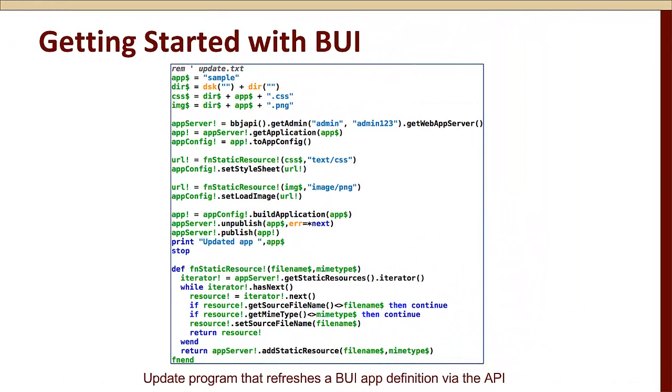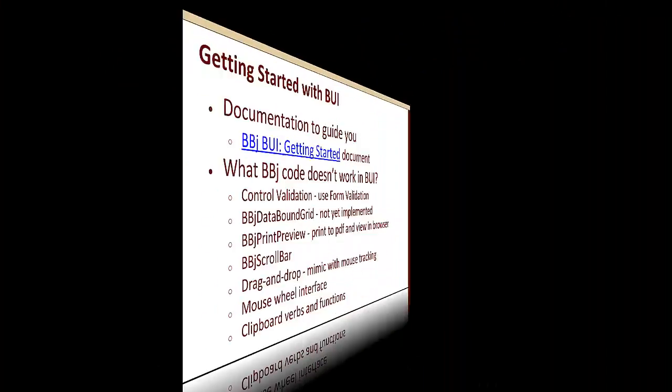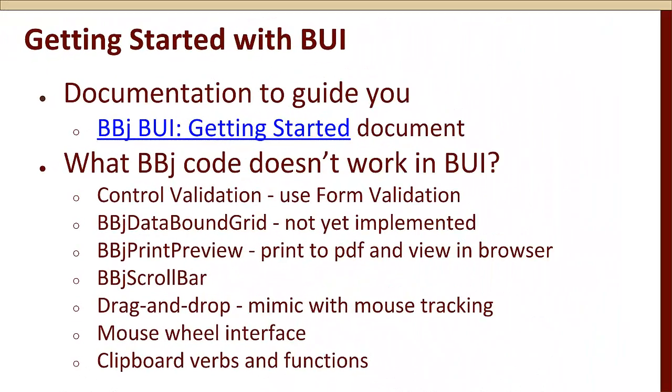a registered image. So here's some sample code, again available in our Advantage magazine, a program that shows how you can refresh a BBJ BUI app via the API, unpublishing and then republishing the app with the new information, the new CSS file. Getting started with BUI could not be easier. There's documentation to guide you. We'd encourage you to go and have a look at the BBJ BUI Getting Started document. Again, available from the download page.